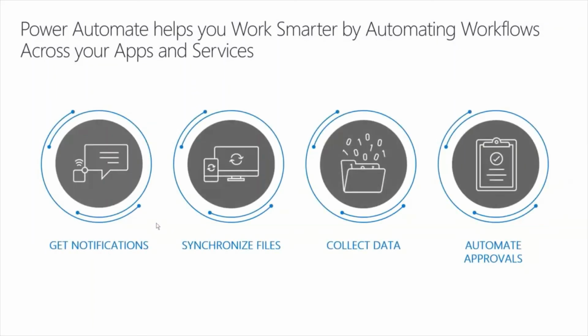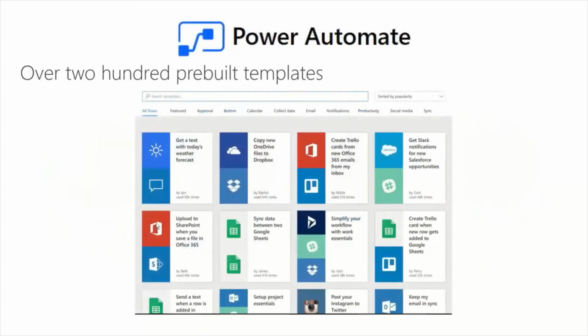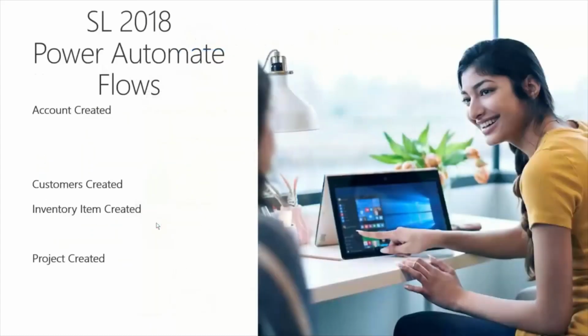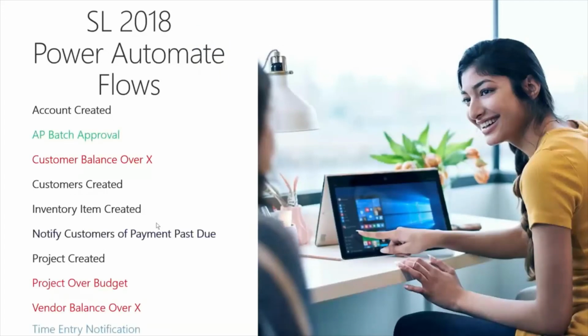I've shown a lot about automated emails that will allow you to do approvals. We've also included in here a series of Power Automate flows, or emails, that they're called flows. You can see we do everything from let me know when someone puts in a new customer or account, to when is my project over budget, when is my vendor over a certain balance or my customers over a balance.